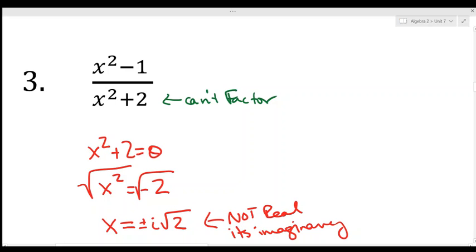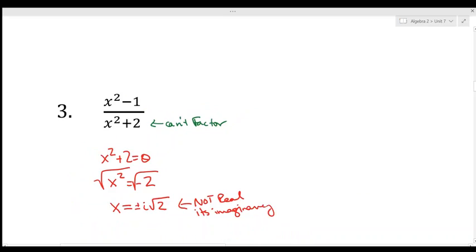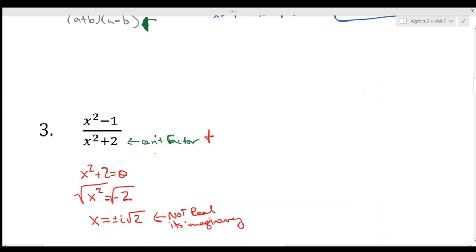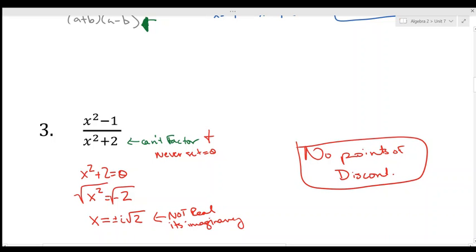Okay, so we can't factor, and it'll never be set equal to 0. There will never be a 0 at the bottom of your fraction here, so that means there are no points of discontinuity. Okay, imaginary numbers, not real. We don't use those, okay? Once you see that you're getting an imaginary number, no points of discontinuity.